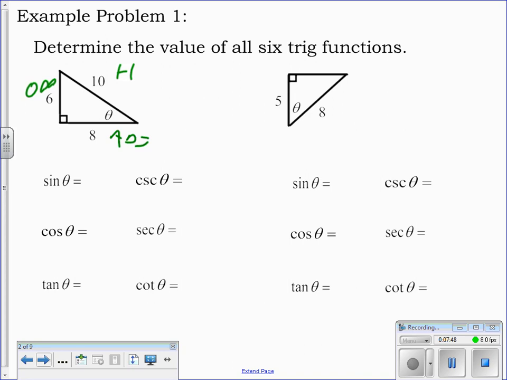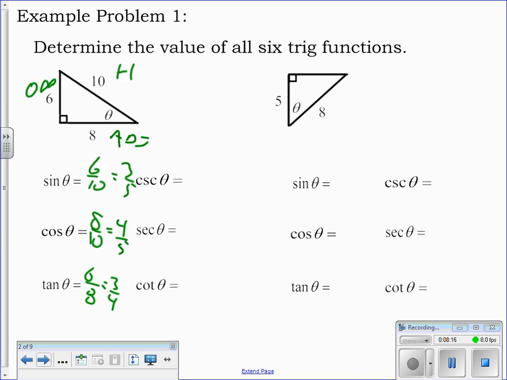Sine is opposite over hypotenuse. 6 over 10, which reduces to 3/5. Always reduce. Cosine, adjacent over hypotenuse. 8/10 or 4/5. Tangent is opposite over adjacent. 6/8 or 3/4. Always reduce. Okay.